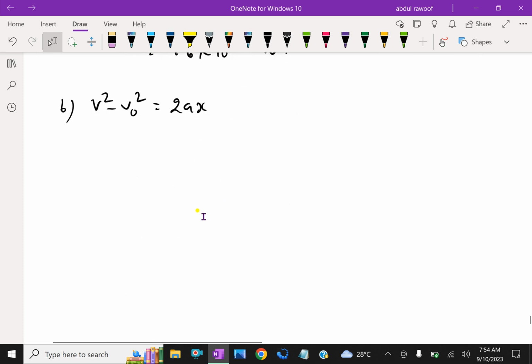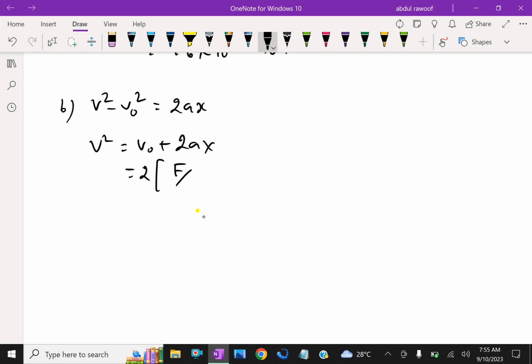Then we'll use it now. V square equal to V0 square plus 2ax. That is 2 F over m into x plus V0 square, where F over m is the acceleration.